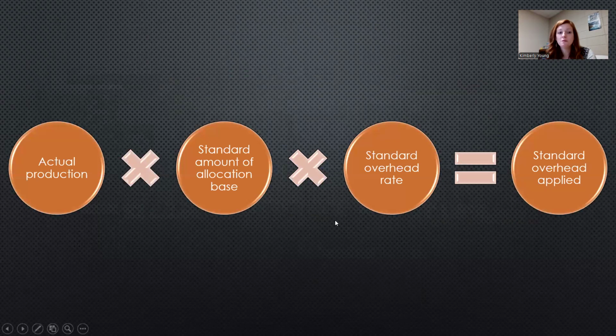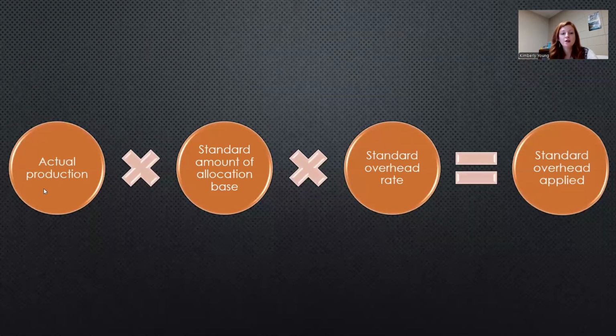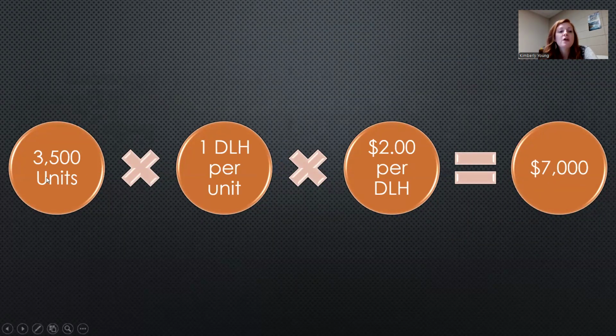Then we take the actual production times the standard amount of the allocation base times the standard rate, and that gives us how much we want to apply. So let's just fill that in here. If we produced 3,500 units and it was 1 direct labor hour per unit times $2 per direct labor hour, that would be $7,000.